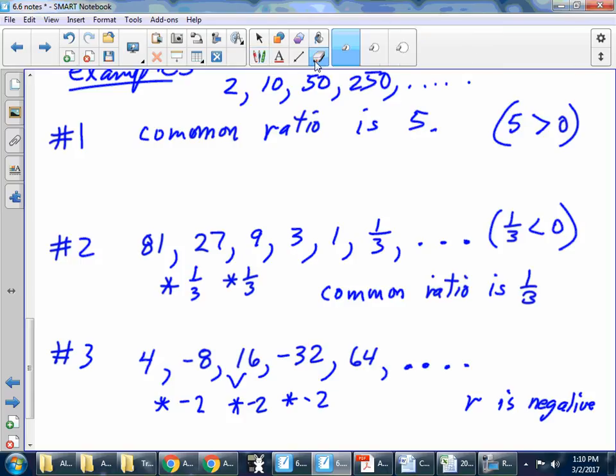Oh, you know what? I just noticed I made a mistake up here, and I apologize to those of you that are doing it in pen. Well, don't do it in pen. This should be less than 1 up here, and this should be greater than 1. This one here, 5 should be greater than 1, and 1/3 should be less than 1. And then these guys here can be less than 0. R is negative.